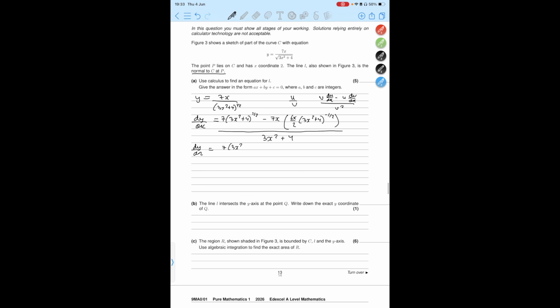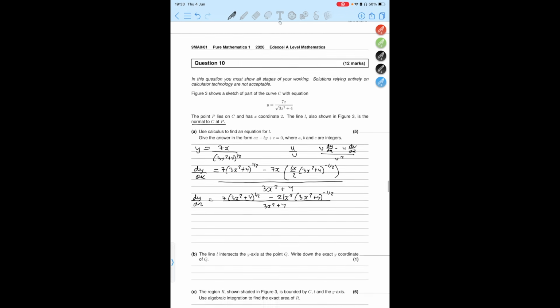I hope I don't run out of space here. Minus 7x, 3x. So I'm just going to combine it here so I don't run out of space. So minus 21x squared, (3x squared plus 4) to the minus a half, over 3x squared plus 4. Straight away we can try to find our answer by subbing in x equals 2.